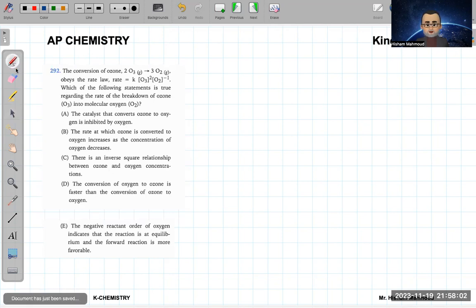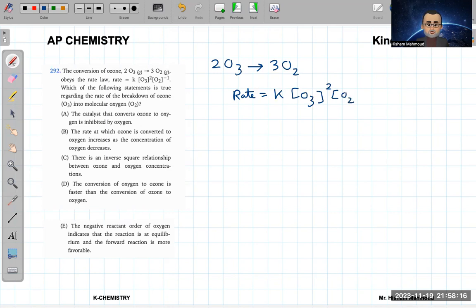So I have here 2O3 gives me 3O2. And the rate law is rate is equal to K [O3] [O2] to the power of minus 1. We have never seen this minus 1 before. Okay, this is the first time. Let's see it. The catalyst that converts ozone to oxygen is inhibited by oxygen. يعني كل ما ازود او اغير الاكسجين الكاتاليست يبوظ. Doesn't make any sense for me.